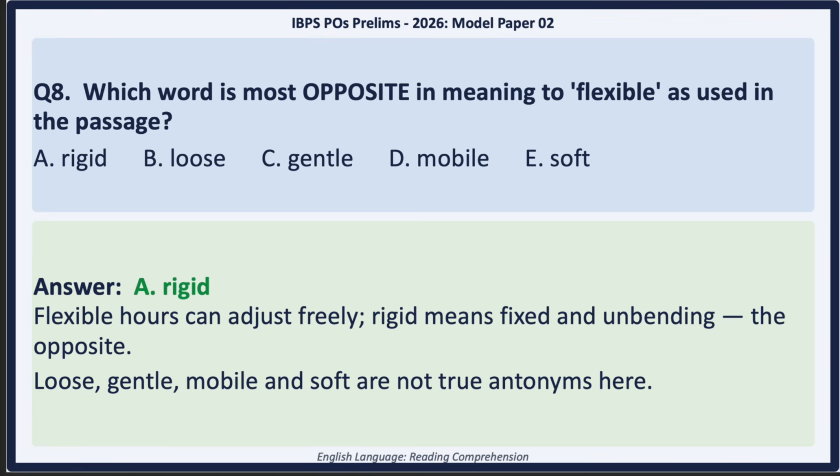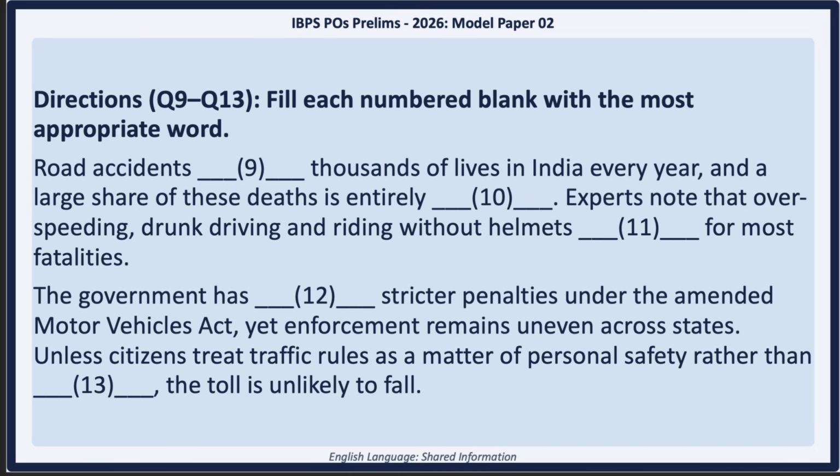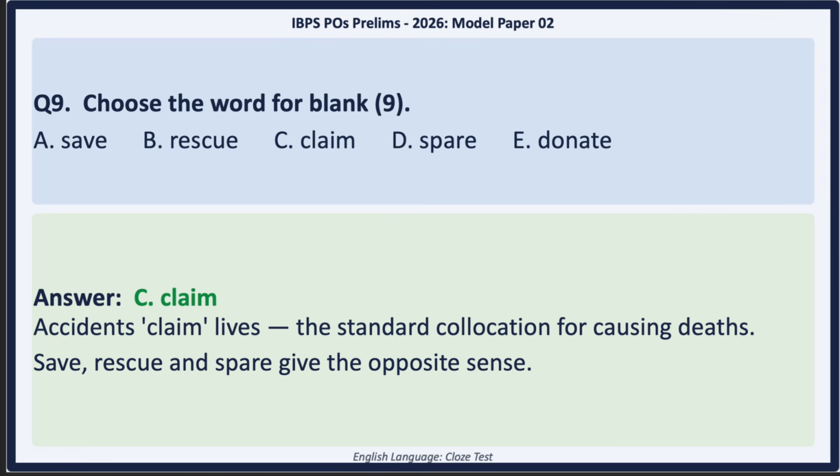It really is. Which brings us perfectly to Section 2, Contextual Cohesion, questions 9 through 13. We're moving from a full passage to a closed test, filling in the blanks of a paragraph about road accidents in India. This is where understanding context naturally leads to identifying the exact right word. So let me read the first bit for question 9. Road accidents blank thousands of lives in India every year. My brain goes, well, accidents cause deaths, they take lives, but the concept here is lexical collocation.